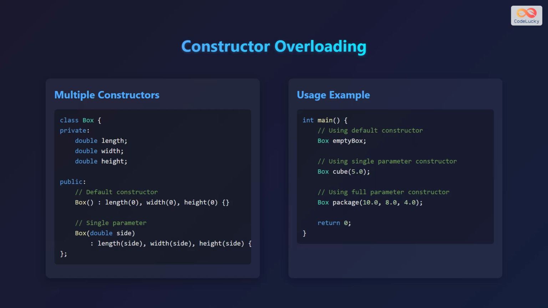We can create an empty box by using the default constructor, a cube by specifying the side, and a package by giving the length, width, and height.